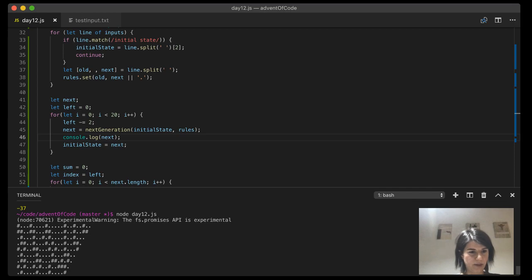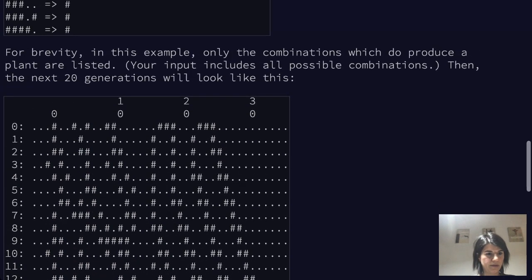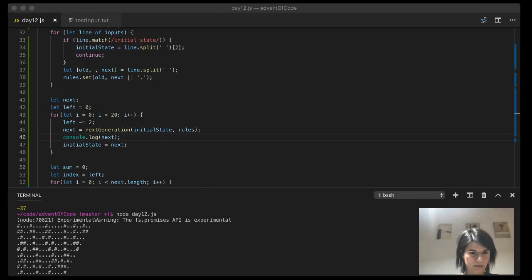Let me have a look at this input, what it should look like. So we're starting 1, 2, 3, 4, 5, 6, 7, 8, 9, 10, 11, and then we should be left with 7. 1, 2, 3, 4, 5, 6. Okay, there's one missing.